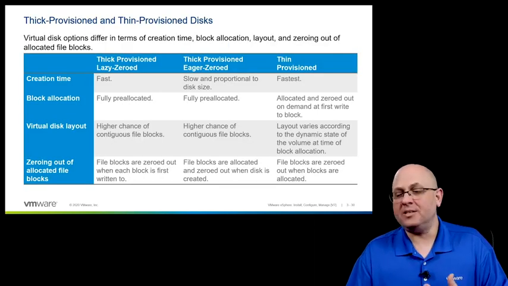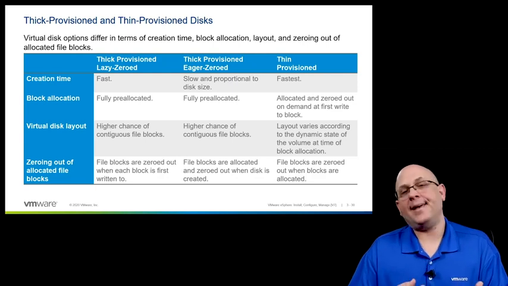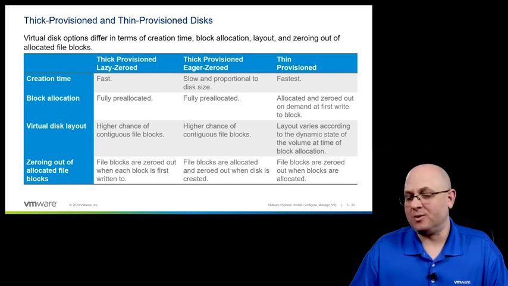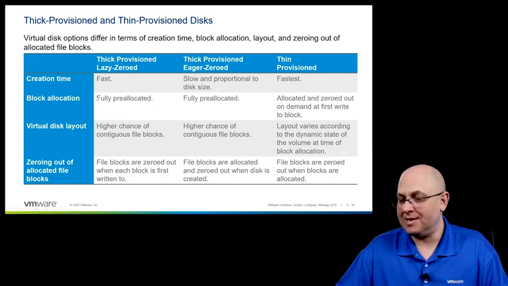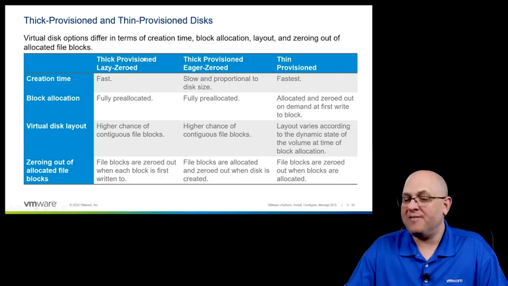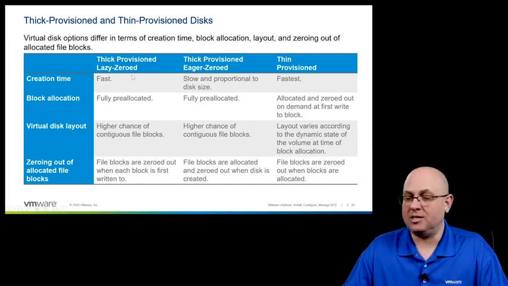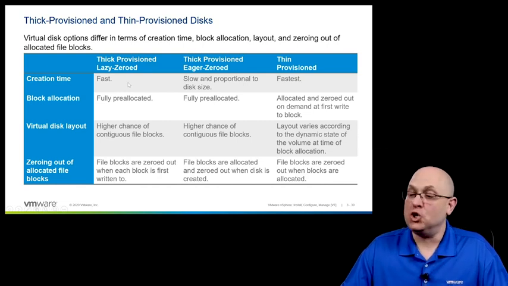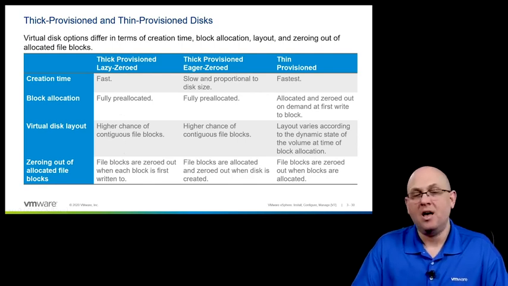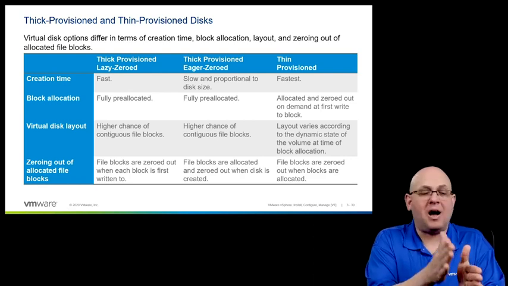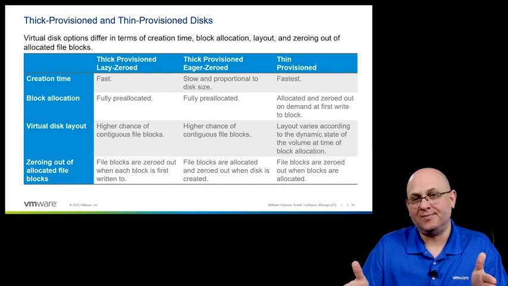Now, there is some differences in the performance and in the creation time of these virtual disks. So this chart kind of lays out some of those differences. Let's have a look. For thick provisioned lazy zero disks, the creation time is very fast. We do pre-allocate all of the blocks. And in terms of the layout of those disks, there's a pretty high chance that those blocks will be contiguous, right? All those blocks will be laid out right next to each other.